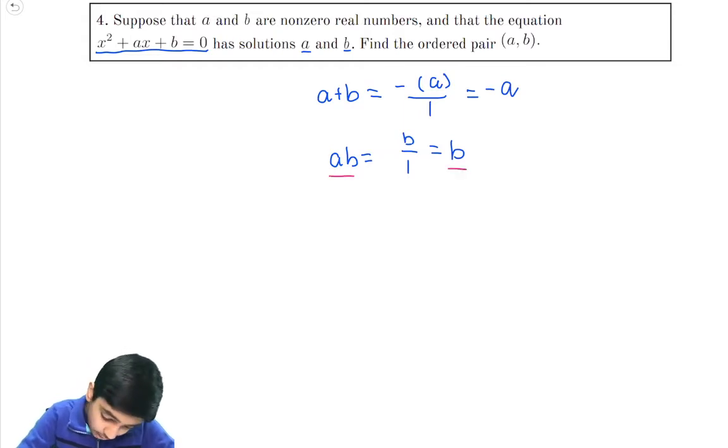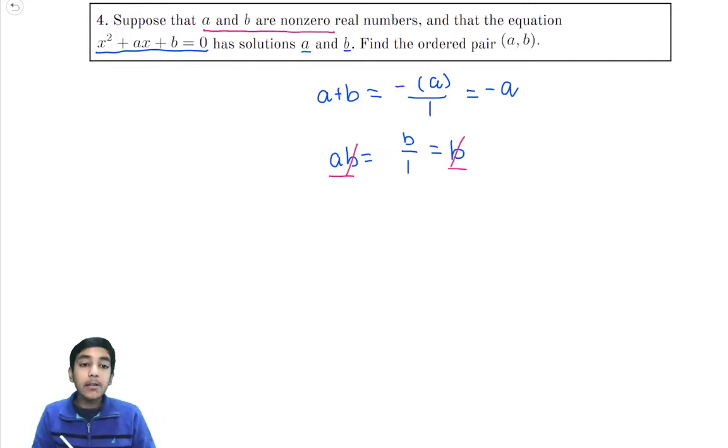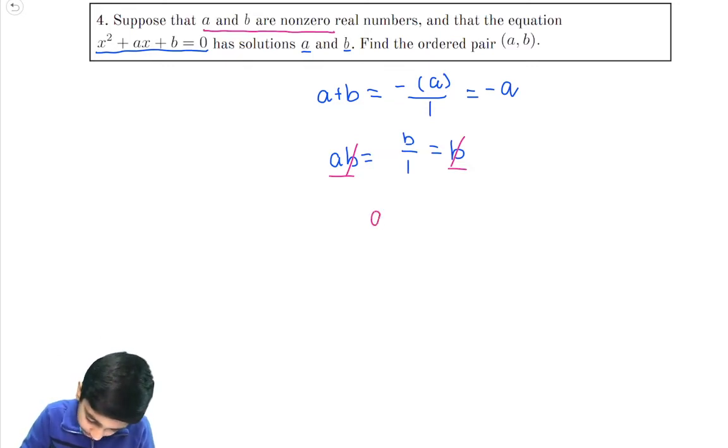And since a and b are non-zero, we can divide by b on both sides. As long as b is not 0, we can divide by b. If b was 0, then we could not divide, because that would be undefined. So now we know that b is not 0, so we can divide by b on both sides to get that a is equal to 1.